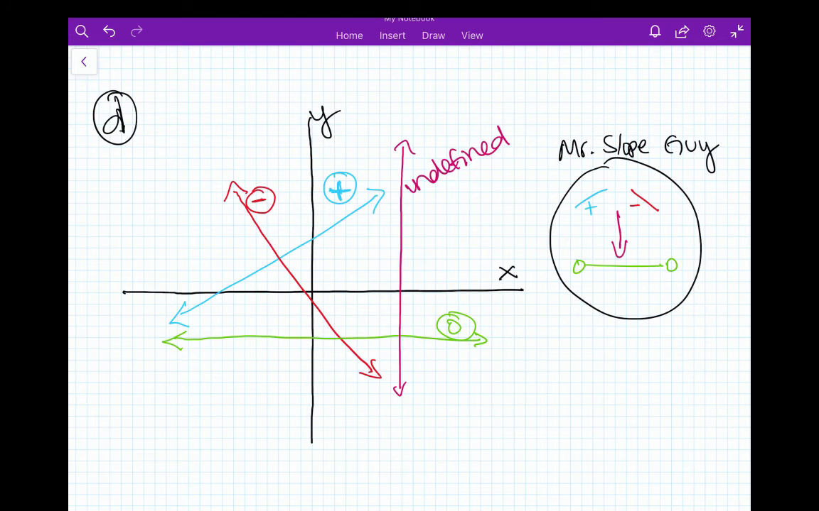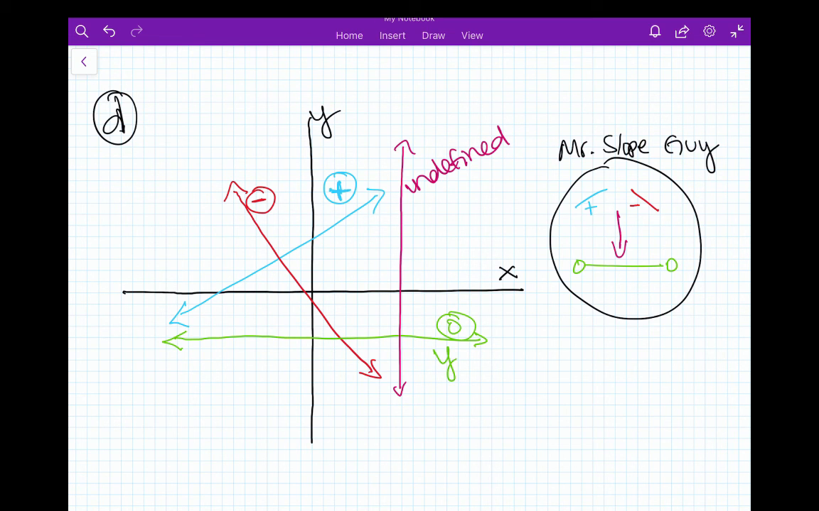Lastly, I just want to remind you of, again, the positive, negative, 0, and undefined slopes. So I've labeled them here for you. I've also got Mr. Slope Guide drawn over here if you need that visual. A positive slope is going to be a line that rises from left to right. We always read left to right. The negative slope falls from left to right. A 0 slope is a horizontal line.